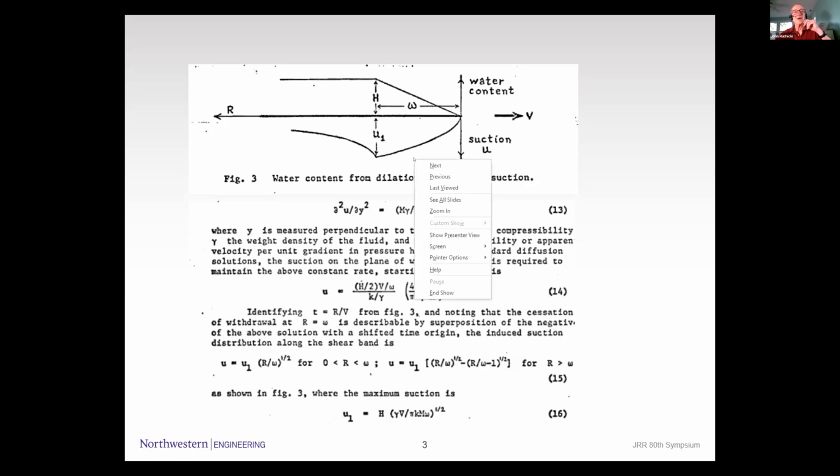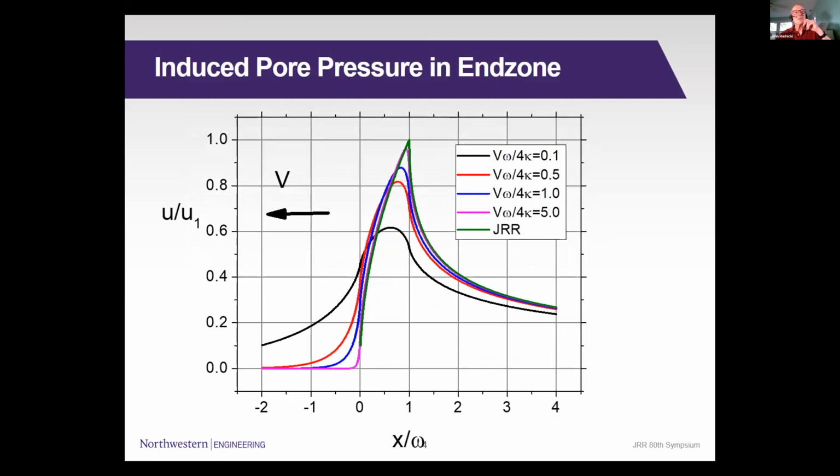I found the solution in Carslaw-Jaeger and plotted up the results, and I won't go into any details here, but the result is that if the end zone length is about a few times larger than the diffusion length, the one-dimensional solution agreed very well.